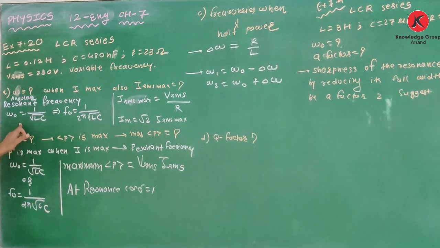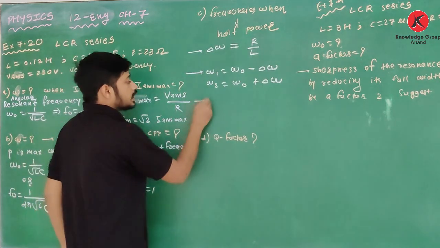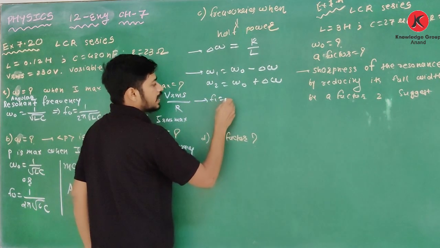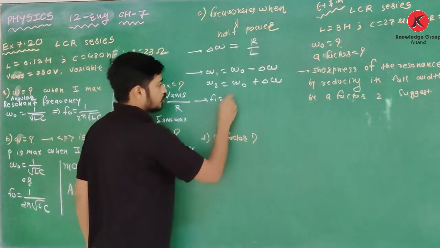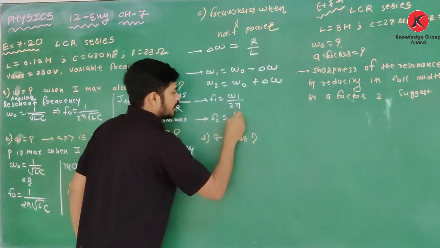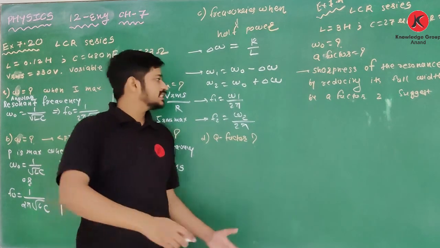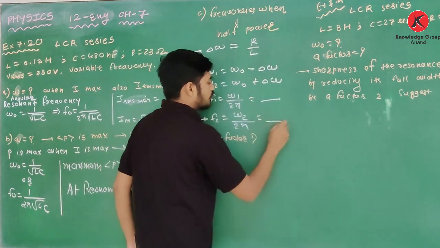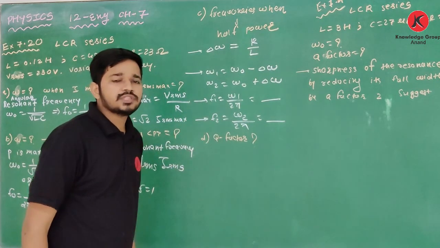Omega 0 you have, and delta omega you will find from this. Now, if I want to find F1, it is omega 1 upon 2 pi, and F2 is omega 2 upon 2 pi. Simple. So if you have to find angular frequencies or only frequencies, you can easily find them with the help of these equations.